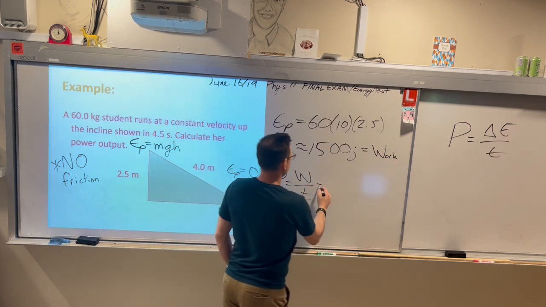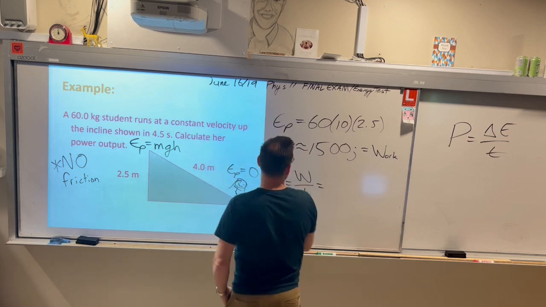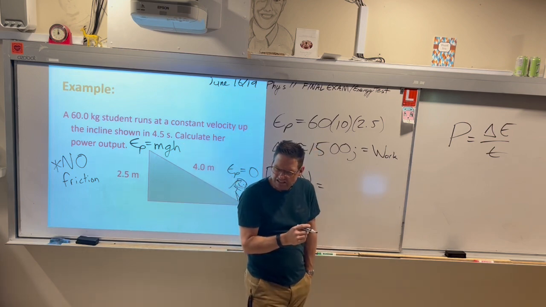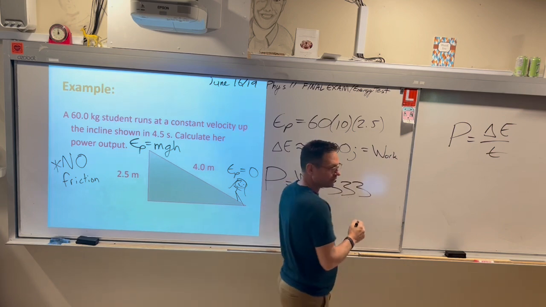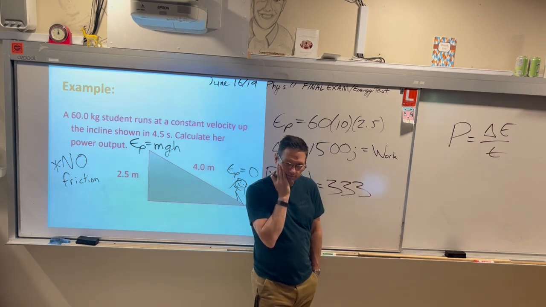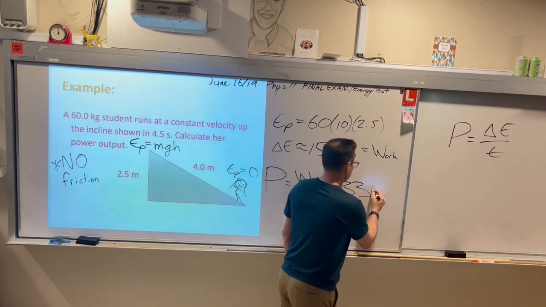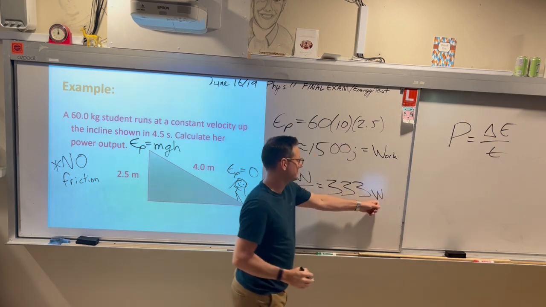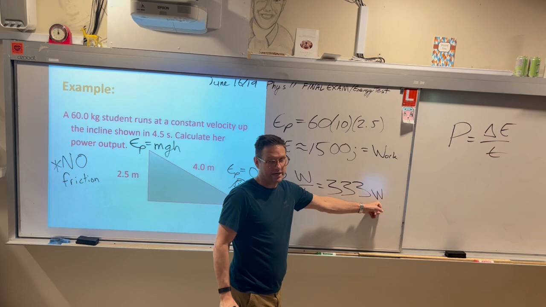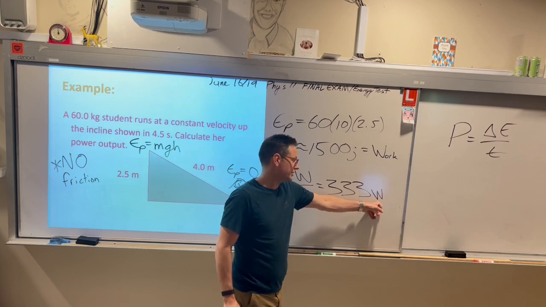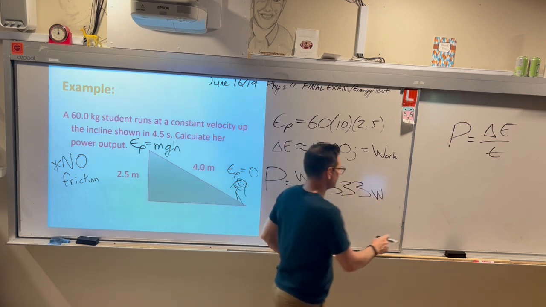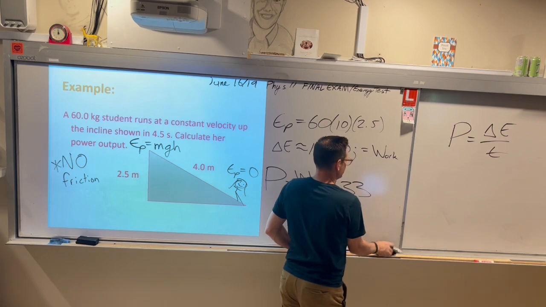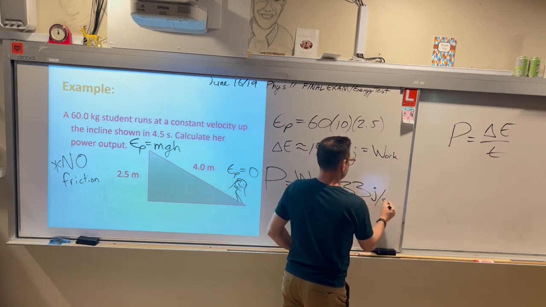Okay, so my work divided by the time, what's 1500 divided by 4.5? 333.3. Thank you, Robin. 333, and what would my unit be? Good, you could put watts. Again, this W is for the unit of power, watts, not for work. Could I also say joules per second here? Yeah, that's fine. If you want to write J/s, that's fine too.